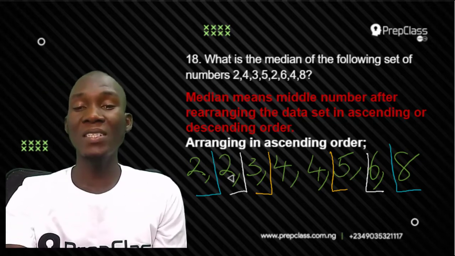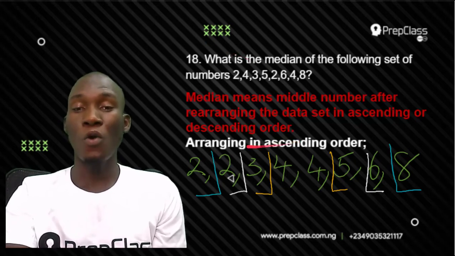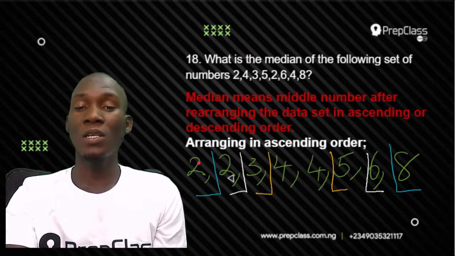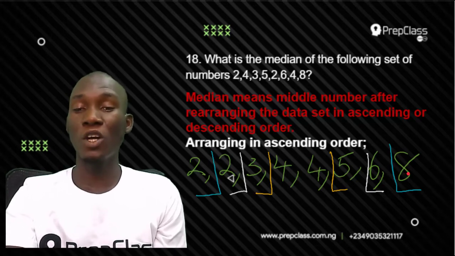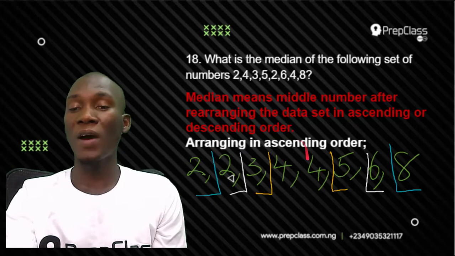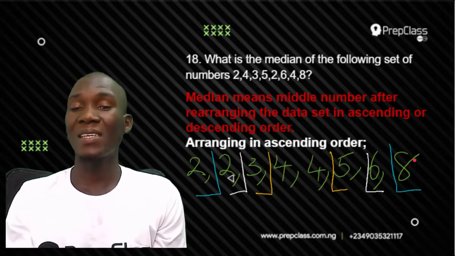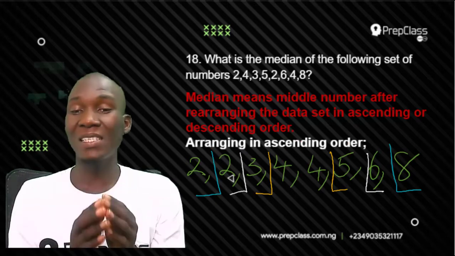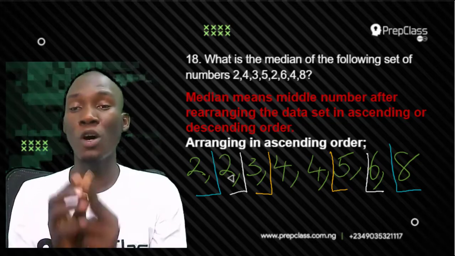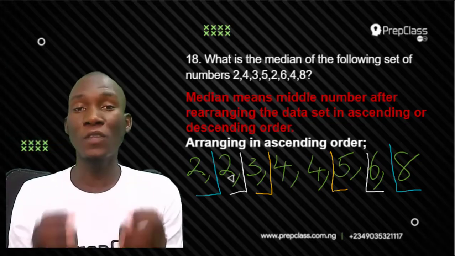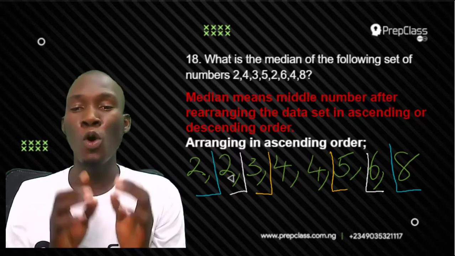So now, arranging these numbers in ascending order, we start from the lowest. 2 is the lowest. That is, we have 2 occurring twice, 3, 4, 4, 5, 6, and 8. So we have the numbers. Now, if you count, we have 1, 2, 3, 4, 5, 6, 7, 8. Since there are 8 numbers, that is, if you have an even set of numbers, we are going to have 2 middle numbers. If you have an odd set of numbers, we are going to have a single middle number.